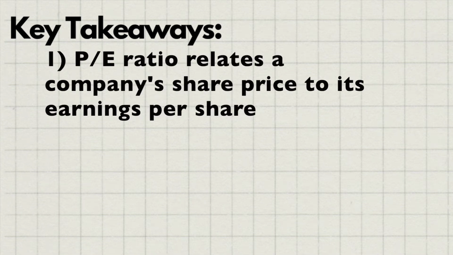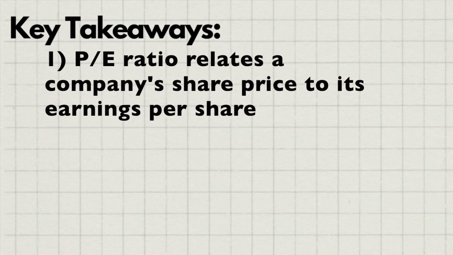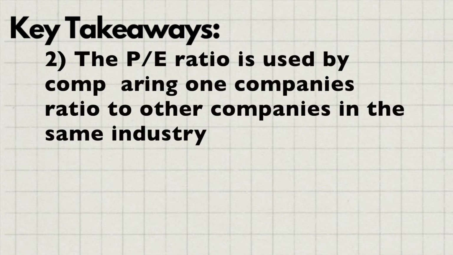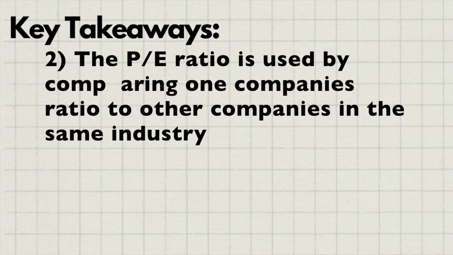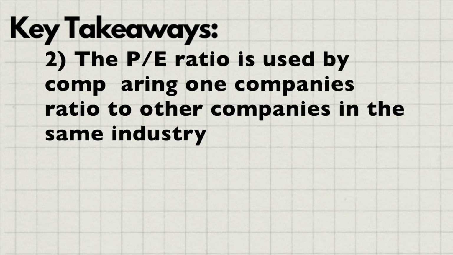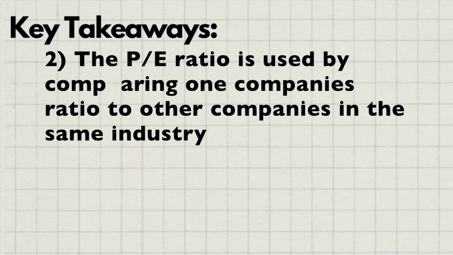Number one, the PE ratio just relates a company's share price to its earnings per share. We've talked about that. Now, what does it mean to have a high PE ratio, a low PE ratio? And what is a high PE ratio and a low PE ratio? Well, I guess it's all relative. The best way to determine a high and a low is to compare it to its industry average. So when we're looking at Apple, you would compare it to technology. And if we're looking at a utility, for example, Enbridge, you would compare it to the utility market.